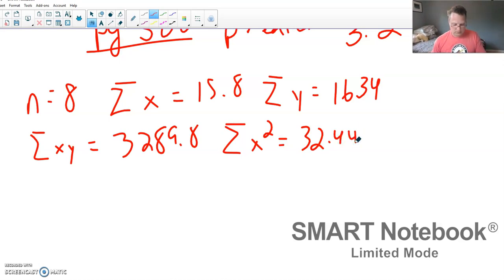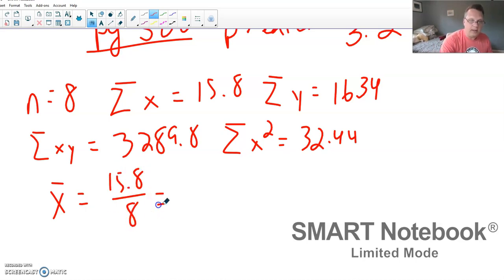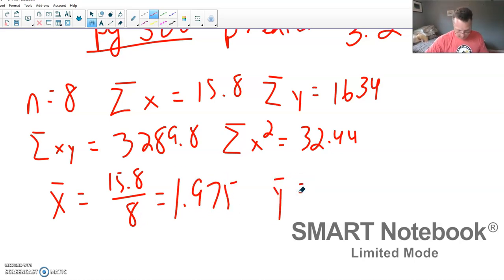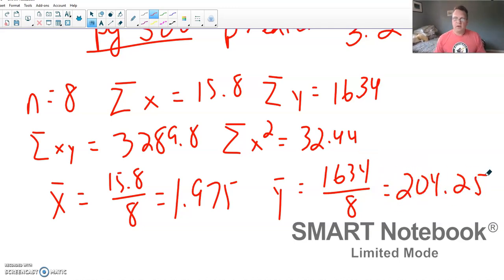And that's all we need for those formulas. Now, what else do we need? We need the x bar, which is 15.8 divided by 8, which gives you 1.975. The y bar, which is 1634 divided by 8, just the average, gives you 204.25. So that's all the information we need, all of that stuff right there. And then all you're going to do is plug it into the formula.